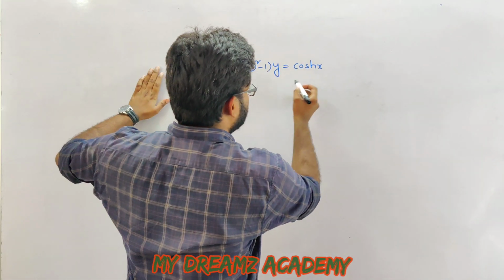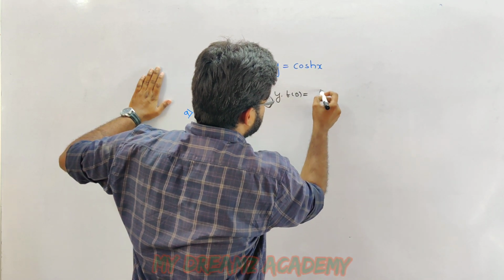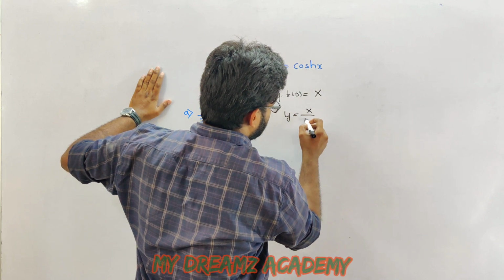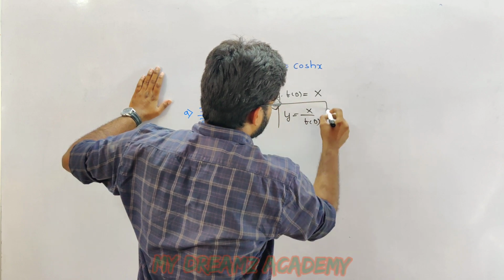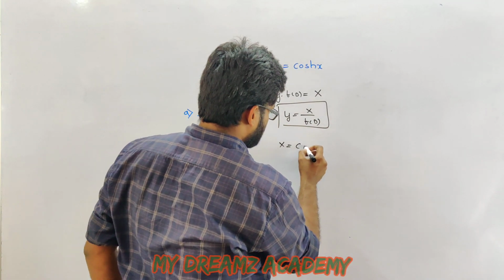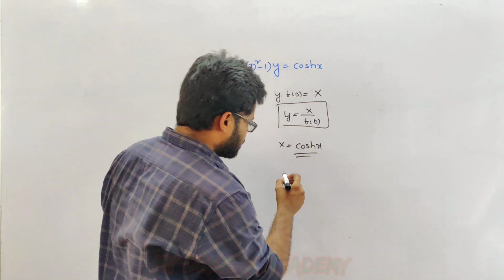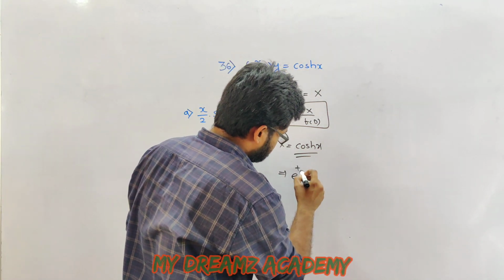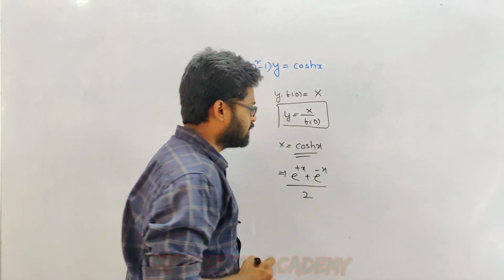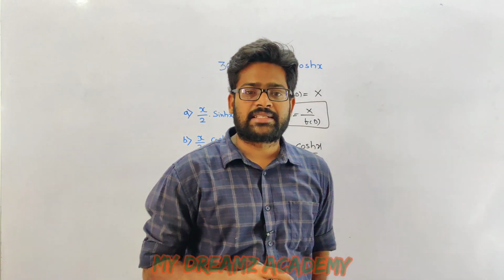First of all, it depends on the x value. That is y into f of d is equal to x, that is y is equal to x by f of d. Here x is equal to cos hx. The cos hx we can write like this also: e power x plus e power minus x divided by 2. Cos hx is equal to e power x plus e power minus x by 2.